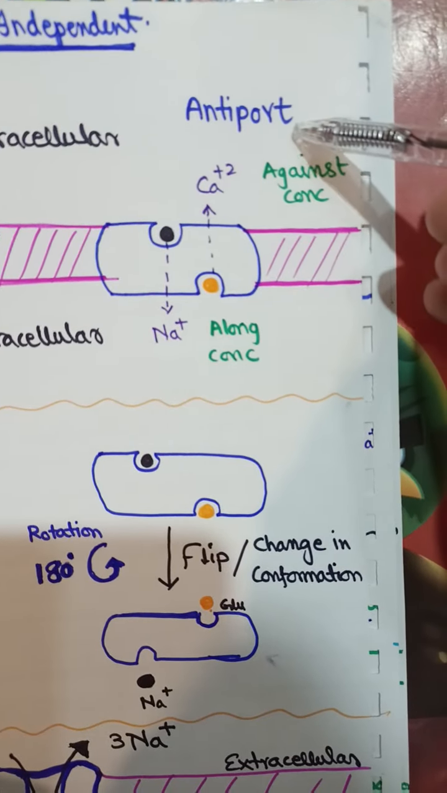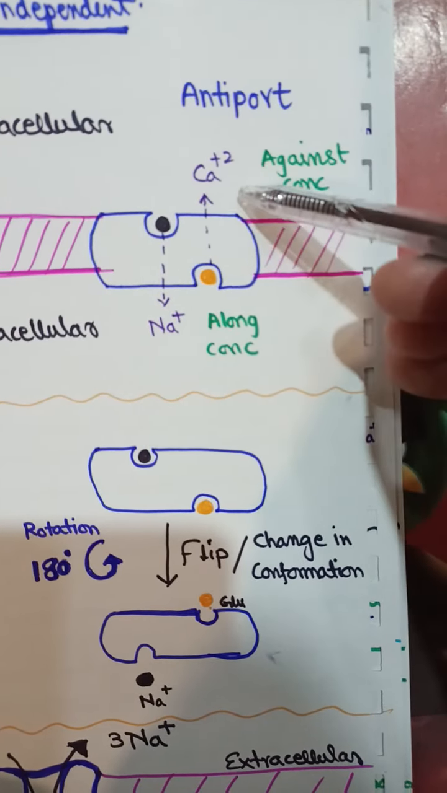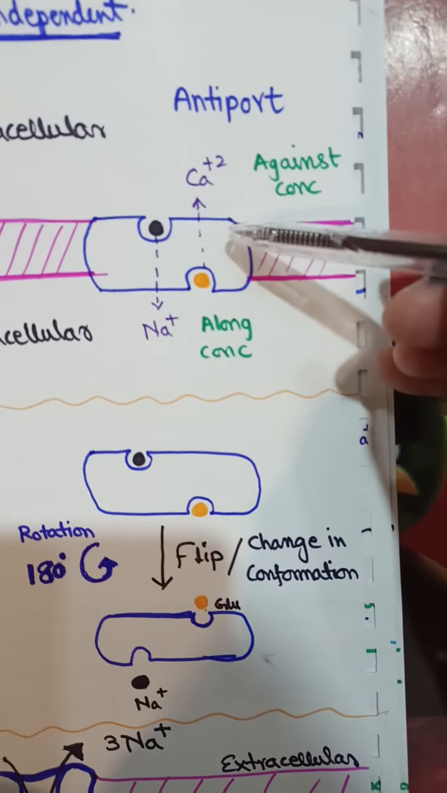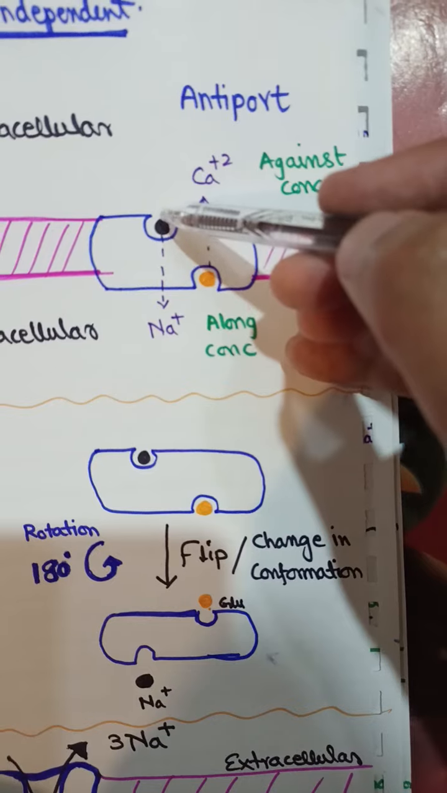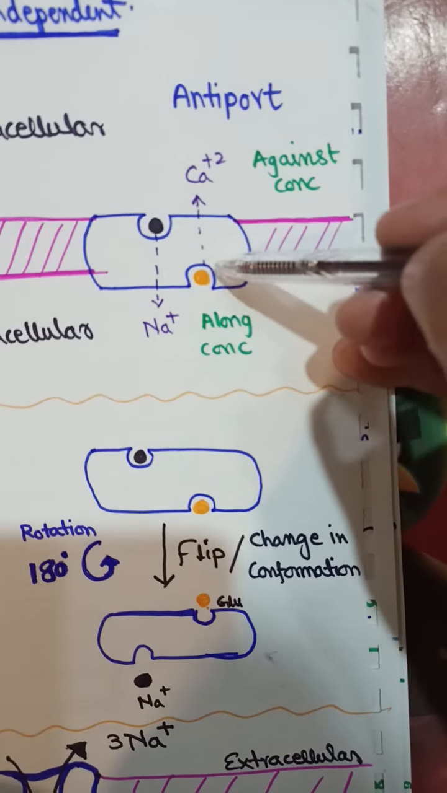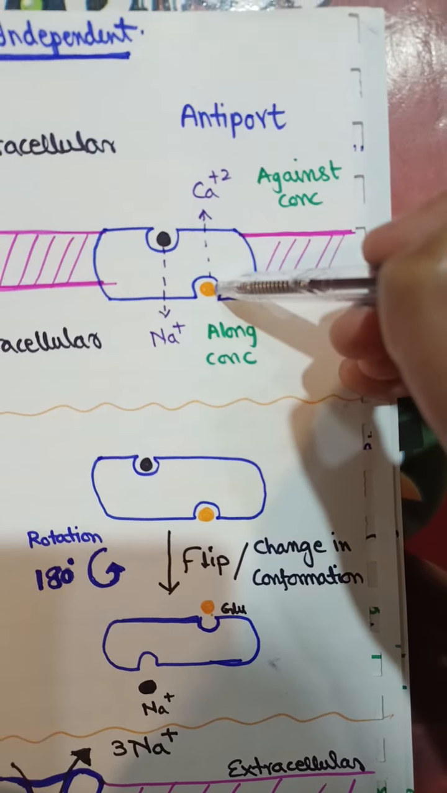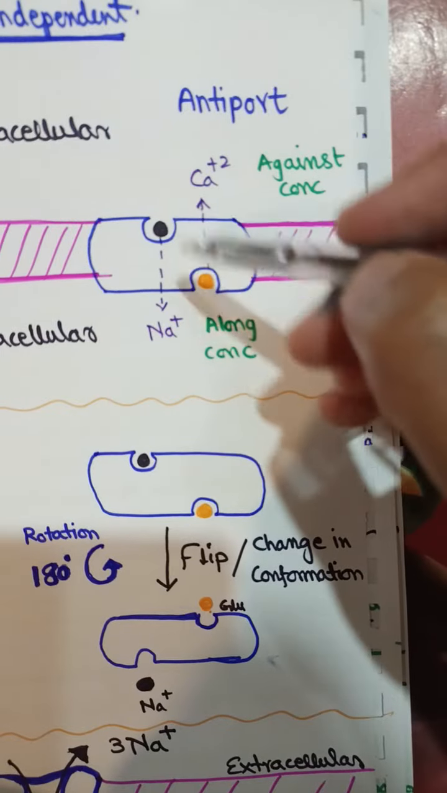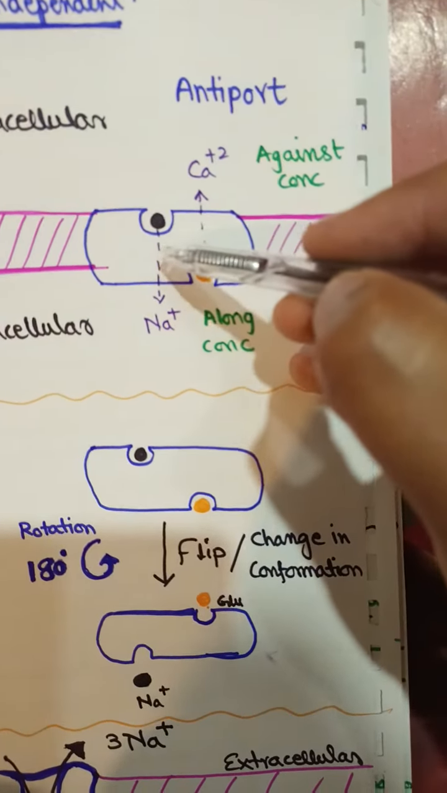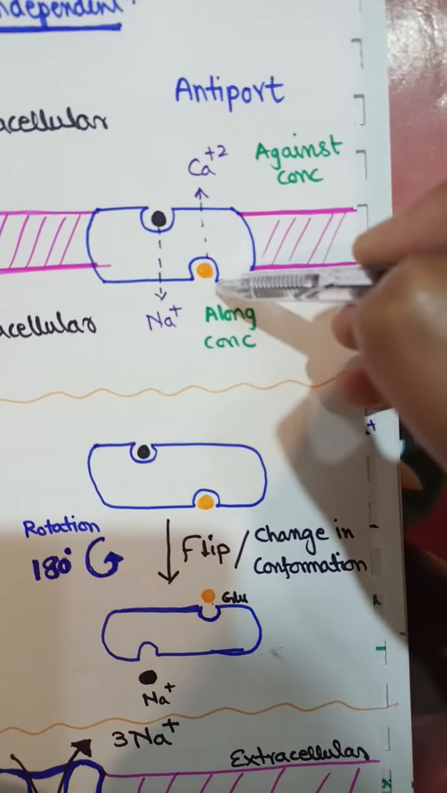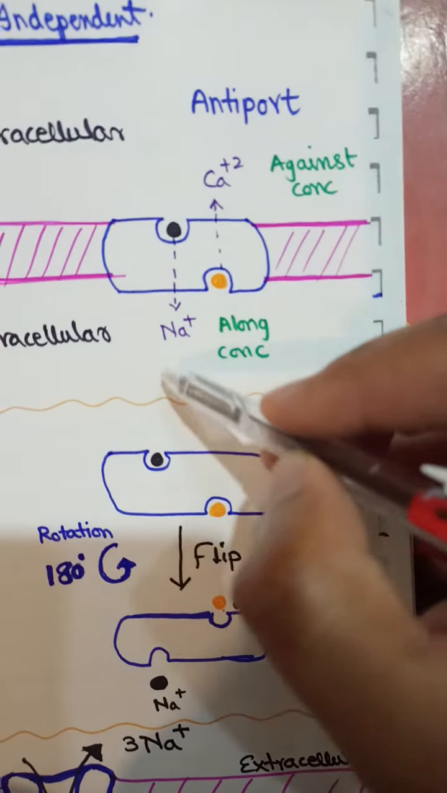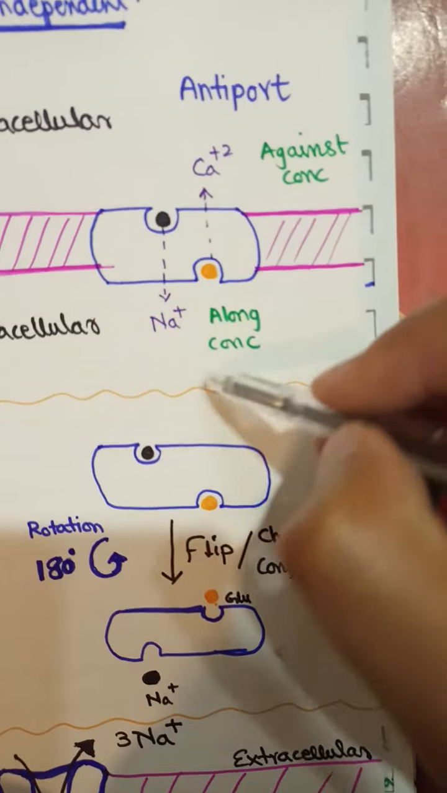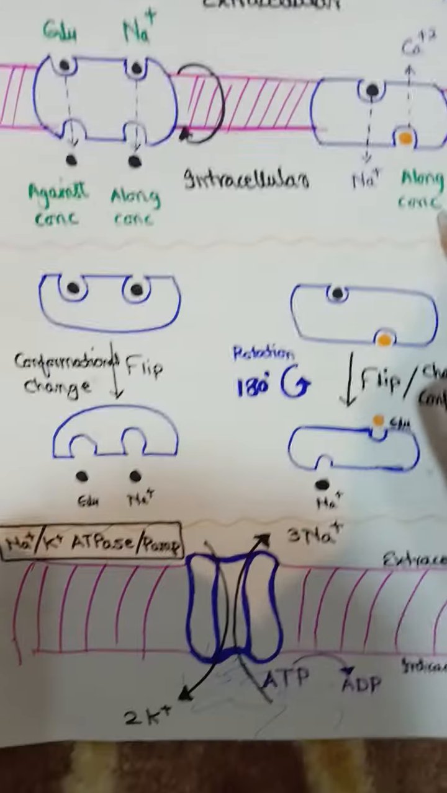The other example is the antiport of sodium calcium transportation. In this case, sodium binds from outside and calcium binds from inside of the transmembrane protein. When flipping or conformational change occurs, the sodium ion comes inside along the concentration gradient, whereas the calcium ion goes outside against the concentration gradient.